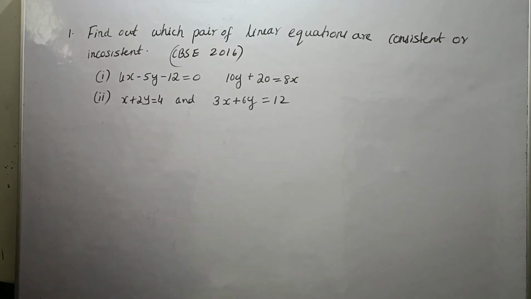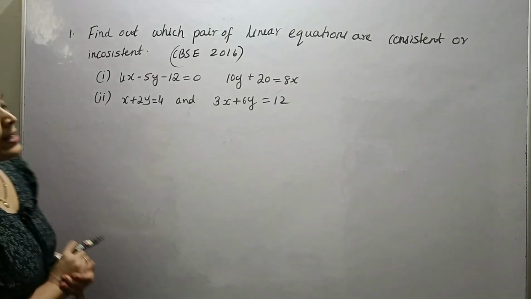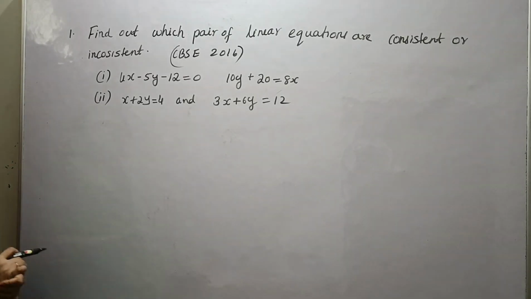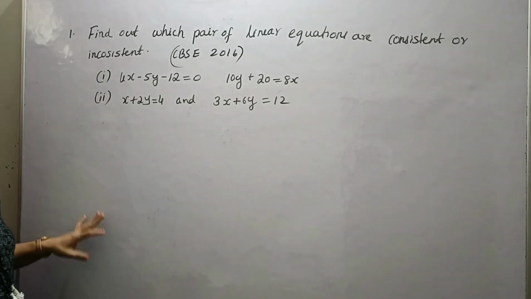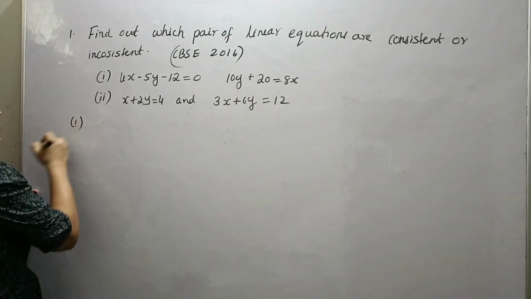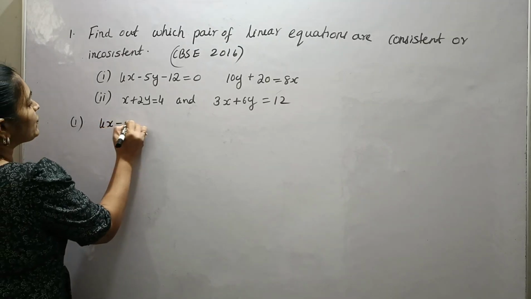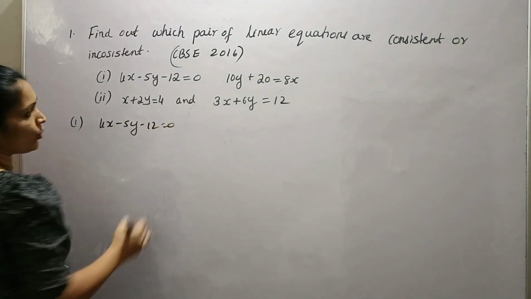Look at the first question. Find out which pair of linear equations are consistent or inconsistent. Two pairs of linear equations are given. Here we have to check whether these pairs of linear equations are consistent or inconsistent. So first of all, let's go through the first one: 4x minus 5y minus 12 is equal to 0.